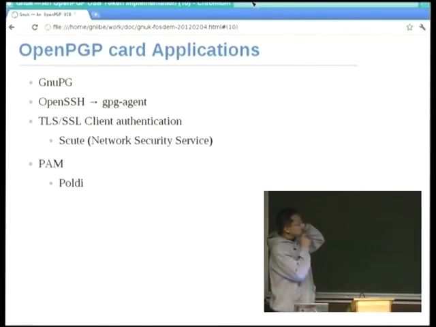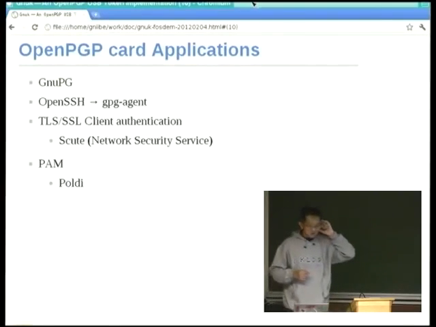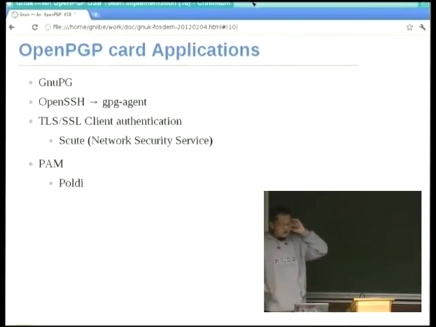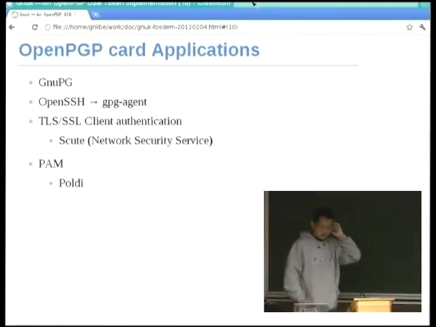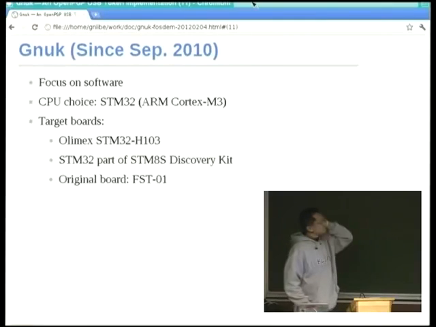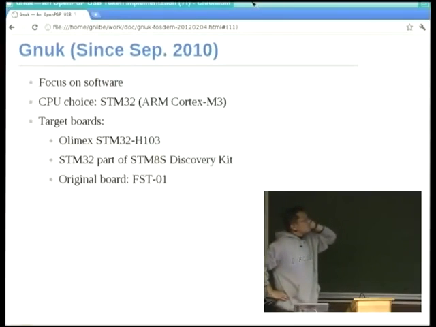Yes, we have an application called scute. It is an NSS module for Thunderbird or Firefox. And we also have a PAM module using the OpenPGP card. And I started the Gnuk project in September 2010, and I focus on software implementations.